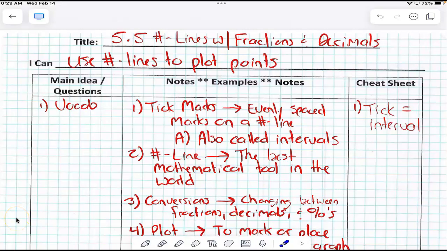Today we finish up 5.5 number lines with fractions and decimals. Can you use number lines to plot points? Yes. All right, there are a couple of things we need to talk about in our vocab.